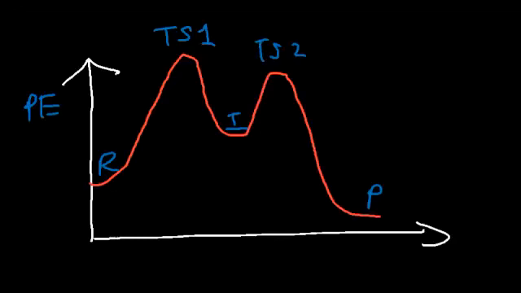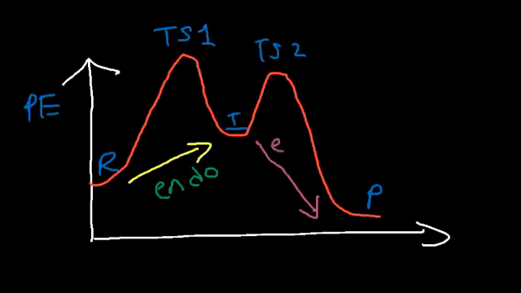Now the first step involves the reactants changing into intermediates. And notice that it's going up the potential energy diagram. So the first step is an endothermic step. Delta H is positive. Now what about the second step as we go from intermediates to products? So notice that it's going down the potential energy diagram. So the second step is an exothermic step. Exothermic. I believe I said that wrong.